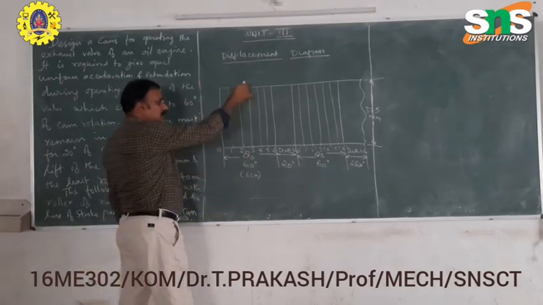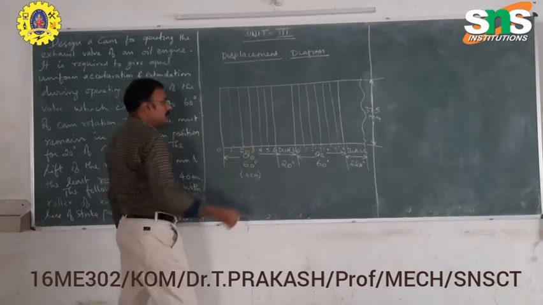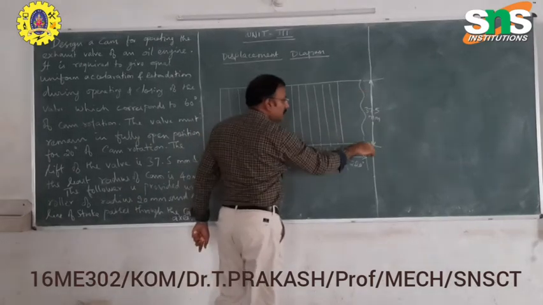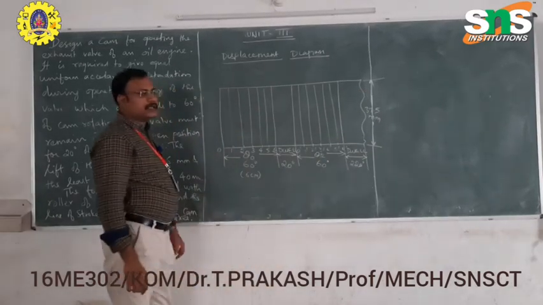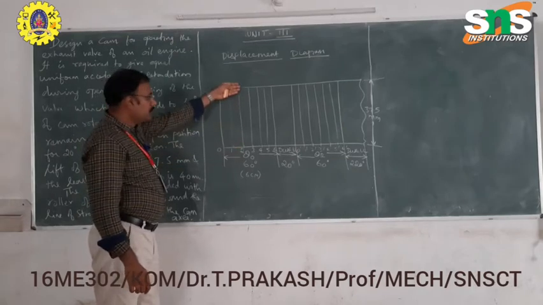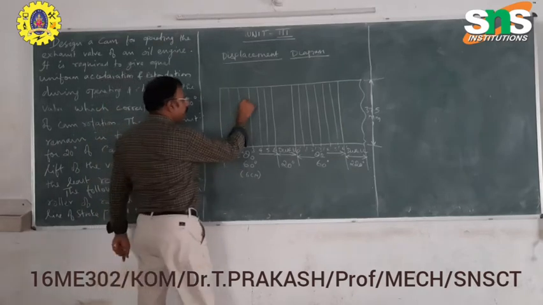We have to split this middle line into 6 equal parts. The total height, we know, is 37.5 mm. You take 4 cm or 3.75 cm and split it into 6 equal parts.